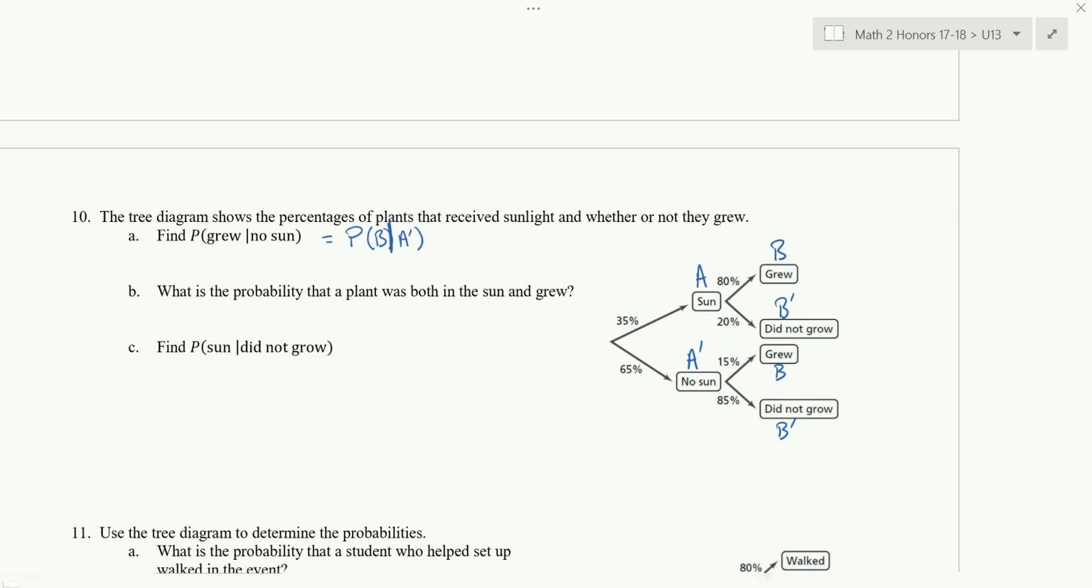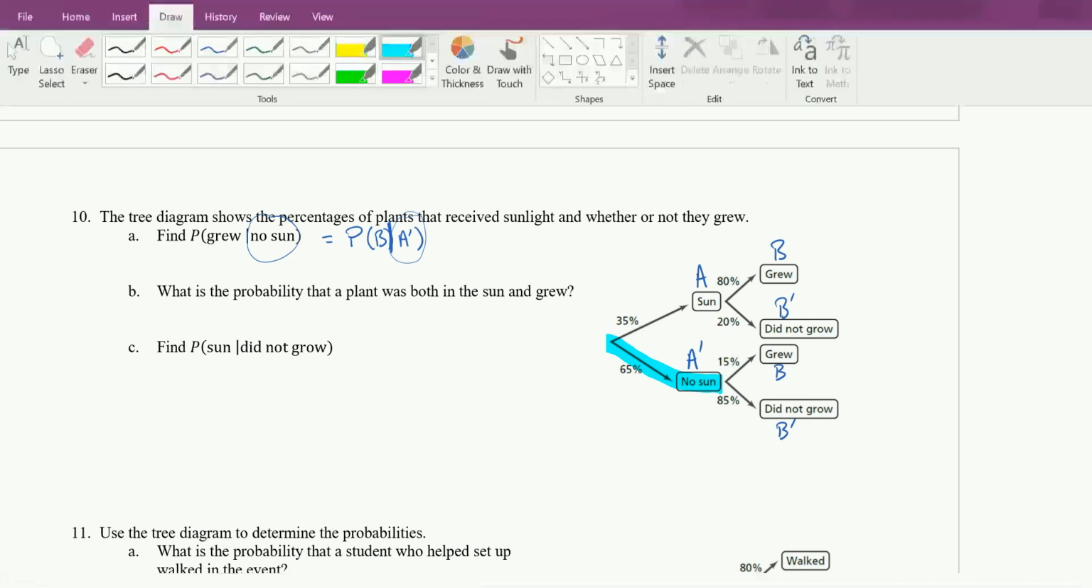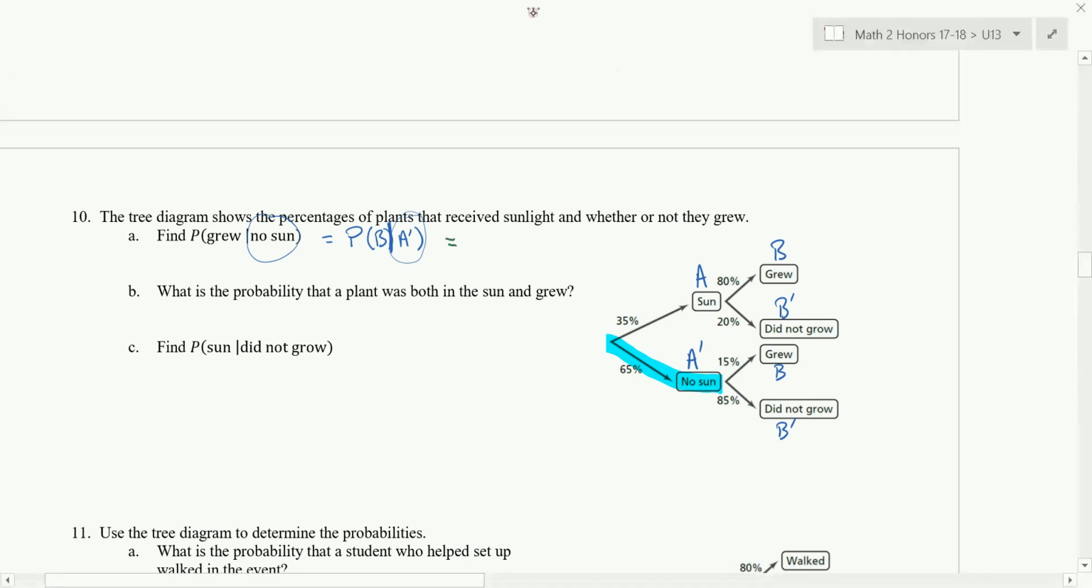Okay, and what do we know about that? We could actually just read that in our diagram. What it's saying is that we have no sun. So which route are we taking? Bottom route. Okay. So we have no sun. We've already gone this far right here. So now that we're there, what's the probability that it grew? 15%. So there's no math required here. It's just kind of reading that notation.